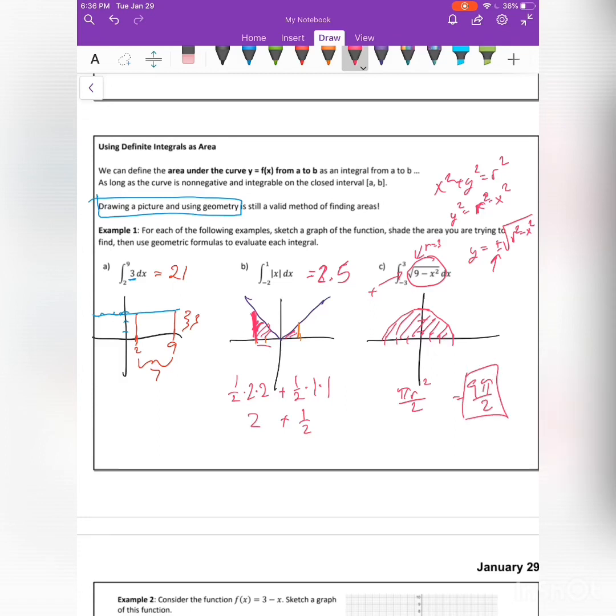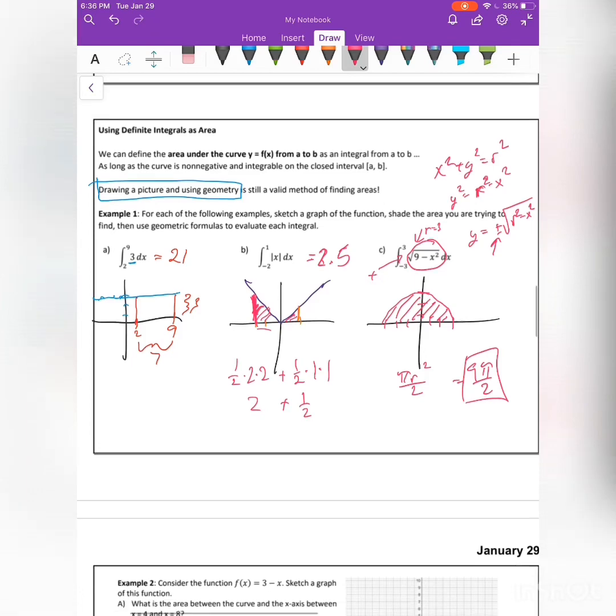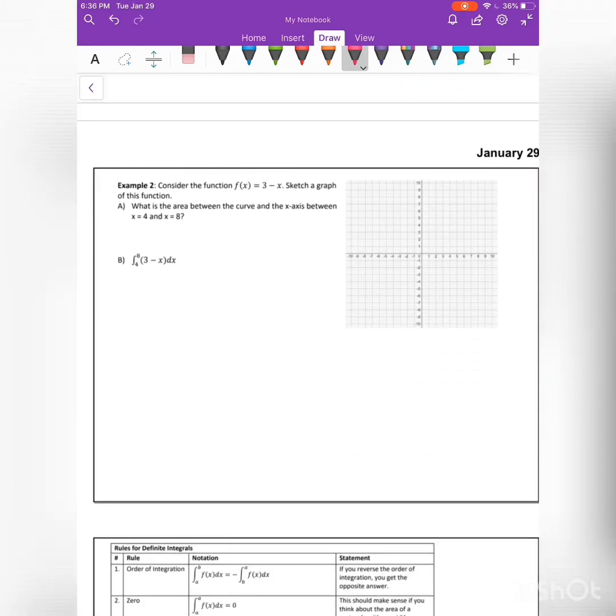All right, so that is understanding that the definite integral is finding area under the curve exactly, and we're going back to using our geometric rules and area formulas to be able to find exact area underneath there.